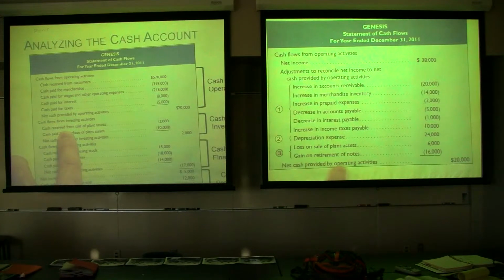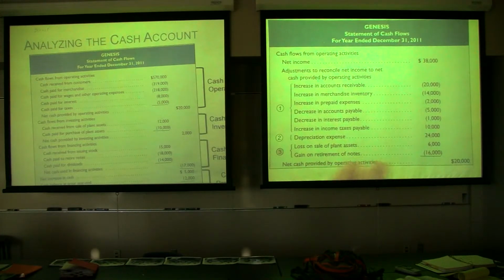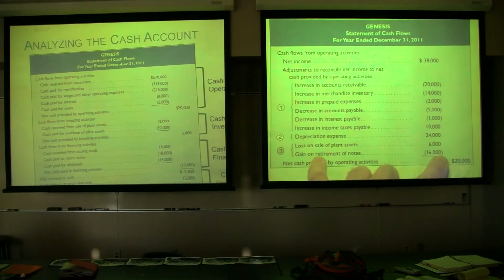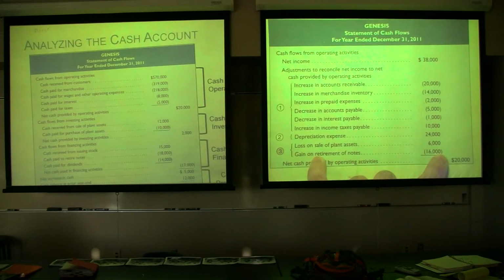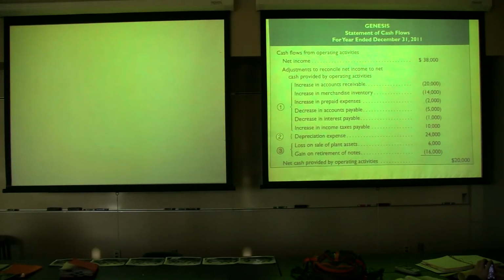And then the same with retire of a note. So when you retire a note, you compare the carrying value with the actual cash you received, so you receive this much less cash, that's accrual accounting. You cancel it out by adding back, by taking out the gain. If it was a loss, you would have added it back, okay? So that's one way.